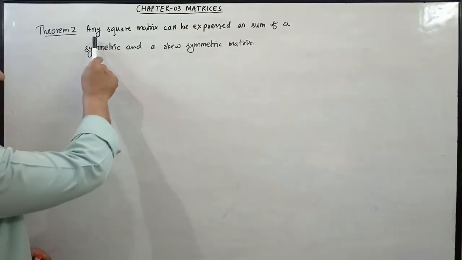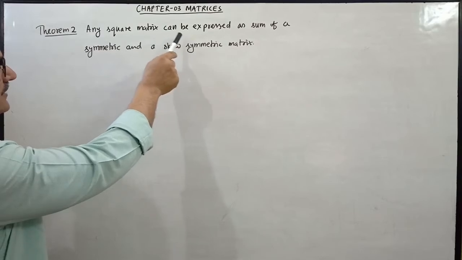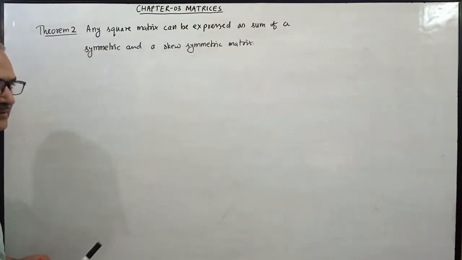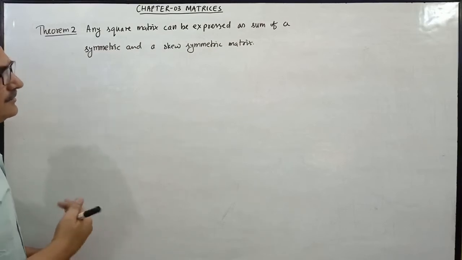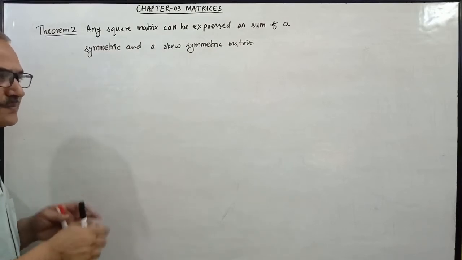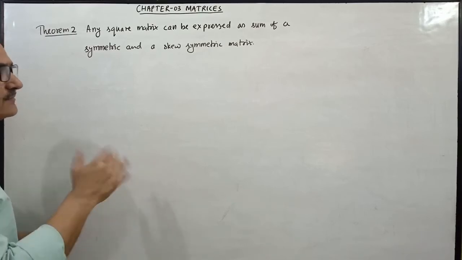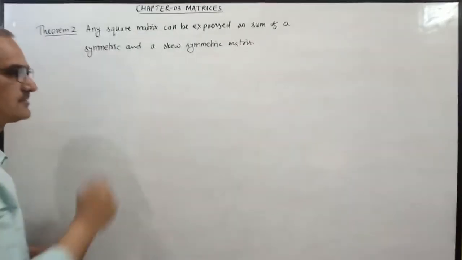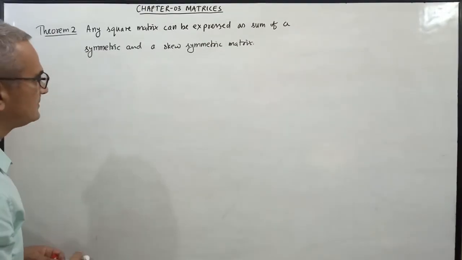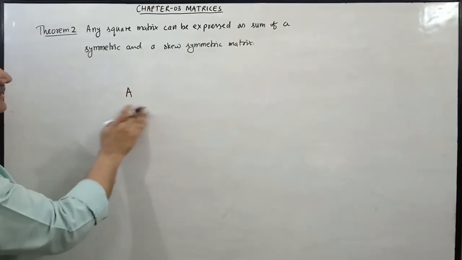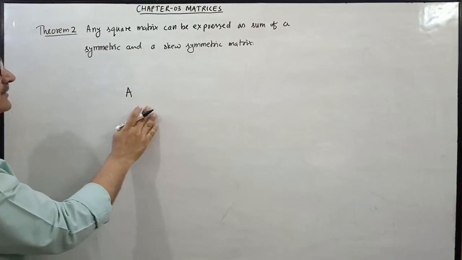Theorem 2 is saying that any square matrix can be expressed as a sum of a symmetric and a skew symmetric matrix. That is, if you have a square matrix, then it can be split into two matrices, in which one of them is symmetric and another is skew symmetric. Okay, so let's see how it can happen. So let's take a matrix A. Suppose A is a square matrix here.